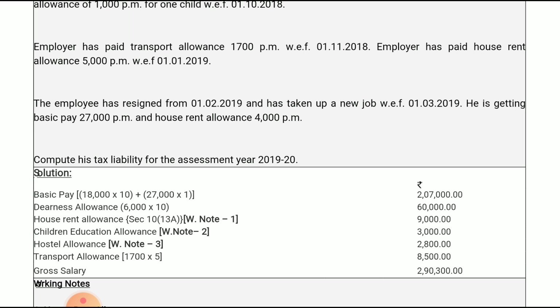He is getting basic pay 27,000 rupees per month and HRA 4,000 rupees per month. Calculate his tax liability for the assessment year 2019-20. To calculate this problem, we need to first solve some working notes. Those are house rent allowances, children's education allowances, and hostel allowances.